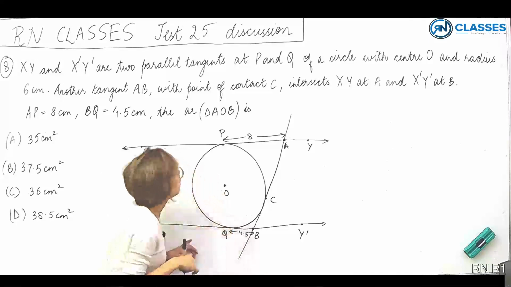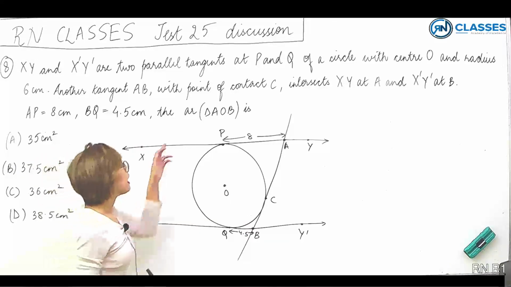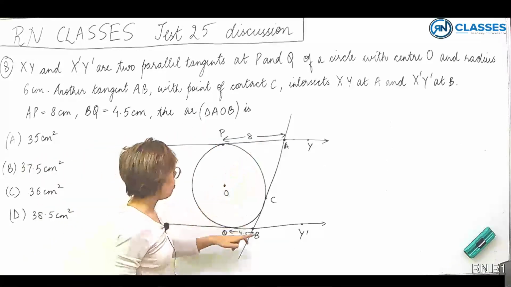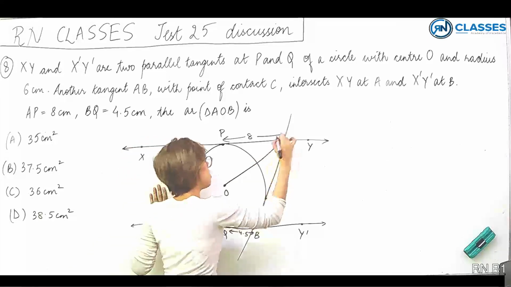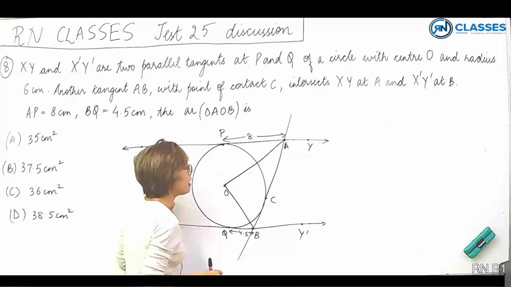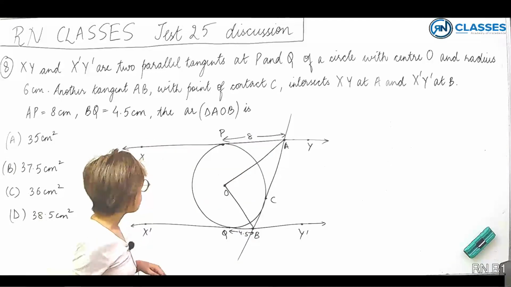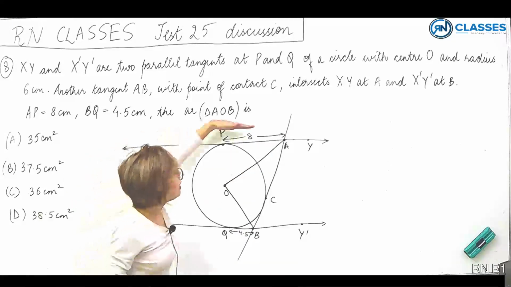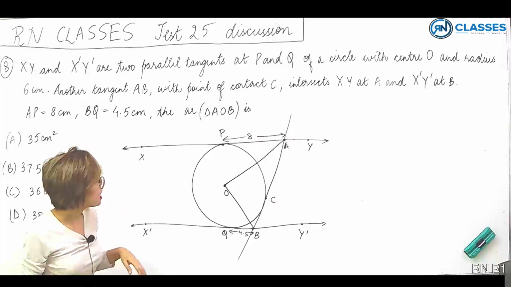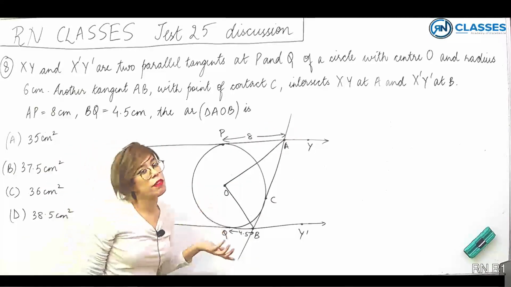And this is Q. Right, so I need to find the area of triangle AOB. So let's join AO first and then OB. Right, I need to find the area of this triangle. So what do I know? I know that the lines are parallel. Tangents there. That means I will join with the center.